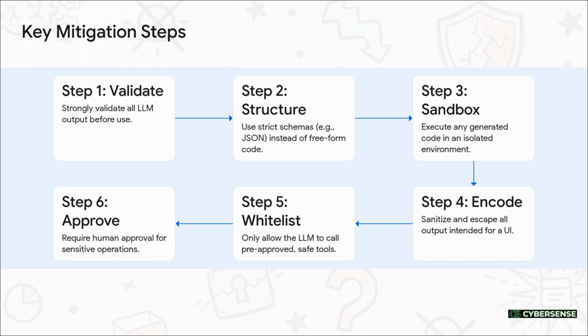4. Encode any output that's going to a UI to neutralize scripts. 5. Use strict guardrails for tools. Only let the LLM use pre-approved, safe actions. And finally, number 6. For really sensitive stuff, require a human to sign off on it.